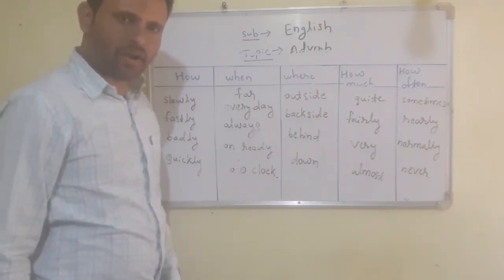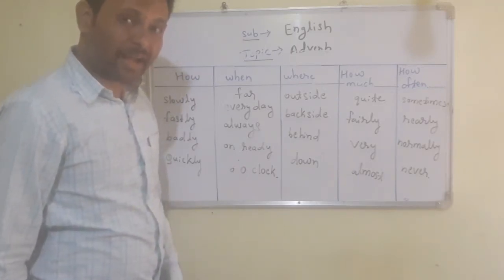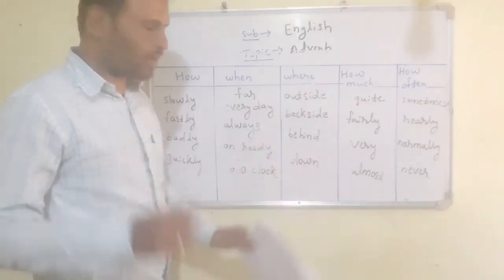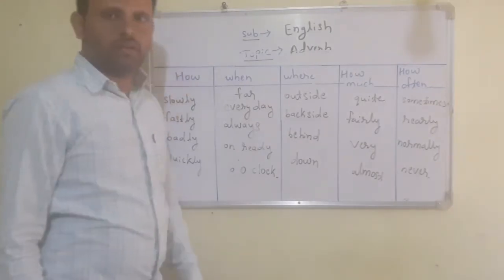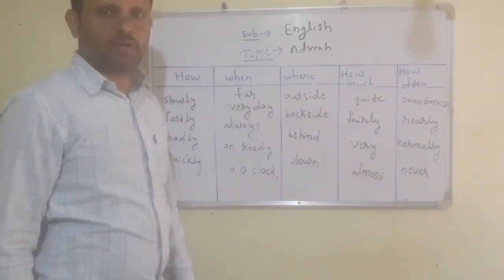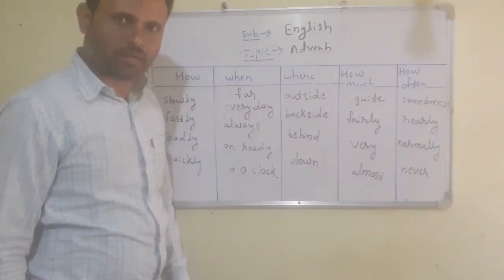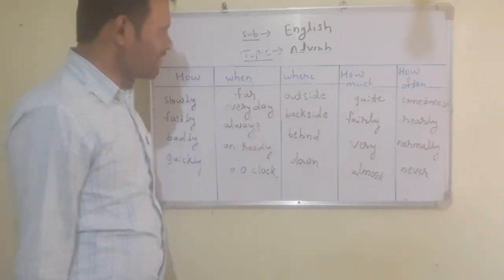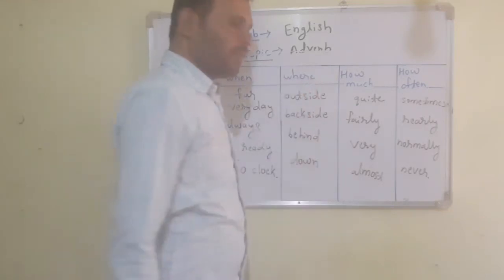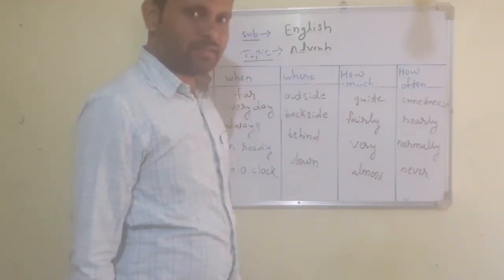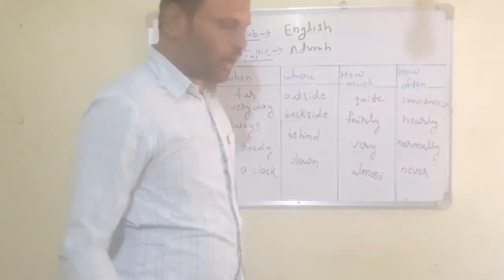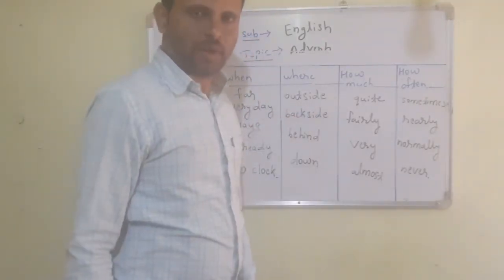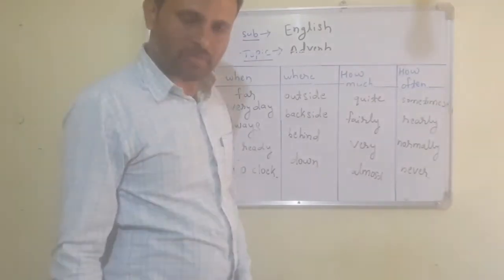Then next, whatever works are going on ready. On ready means every time they are ready to work. Then, today our tuition class is at 6 o'clock. When is your tuition class? At 6 o'clock. Then where? Where in a sentence: Sita is going outside. Where is she going? Outside. Mother has gone backside.